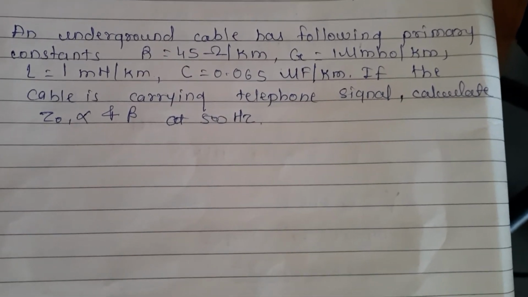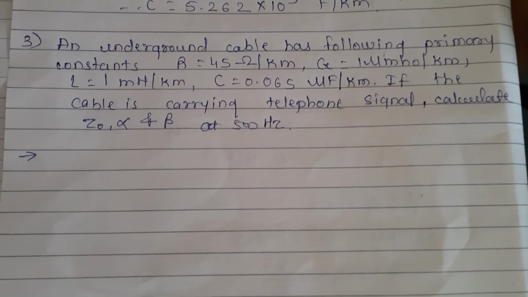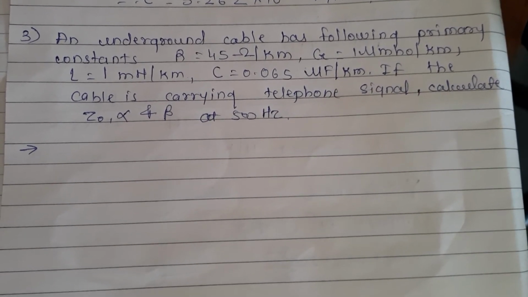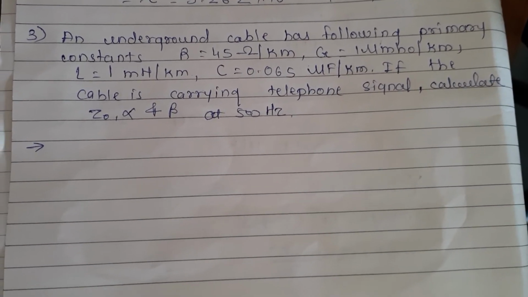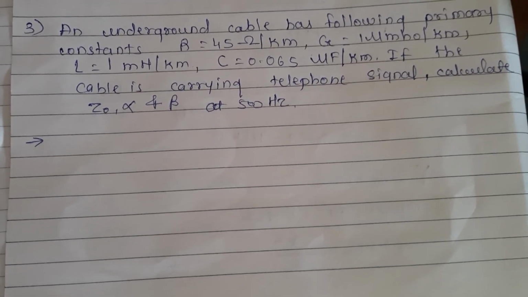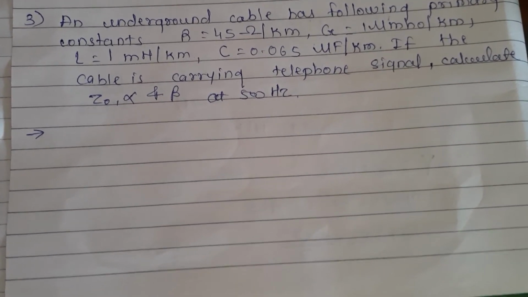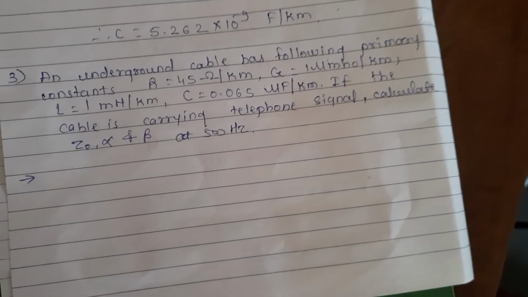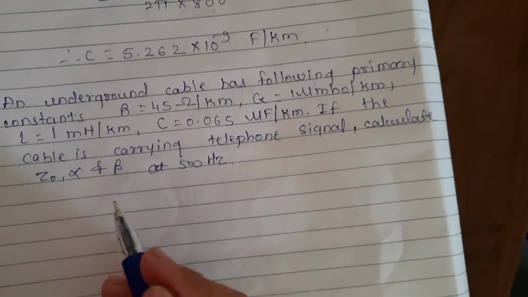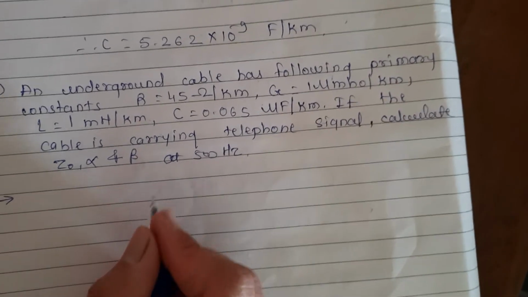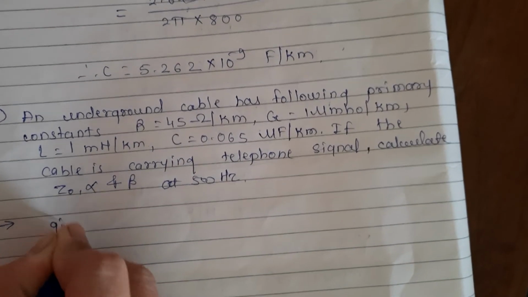An underground cable has the following primary constants: R is 45 ohm per kilometer, G is 1 micromho per kilometer, L is 1 millihenry, C is 0.065. If the cable is carrying telephone signal, then calculate Z0, alpha and beta at 500 Hz. So in this case we have to use a practical formula for the underground cable. Okay, we will write what is given.